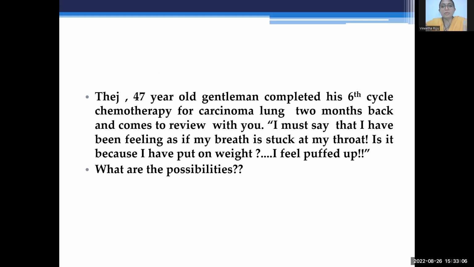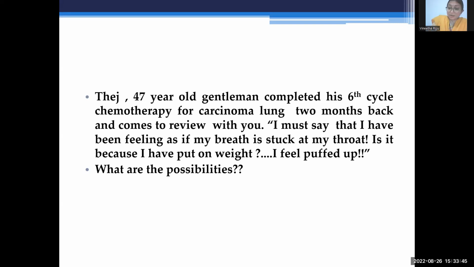Yes, so now we move on with the rest of the case presentations, the scenarios. Tage, who is a 47-year-old gentleman, has completed his 6-cycle chemotherapy for carcinoma lung. This was about 2 months back, and he has come for review to you. And what he tells you is that, I have been feeling as if my breath is stuck at my throat. Is it because I have put on weight that I'm feeling all puffed up? So what are we looking at?